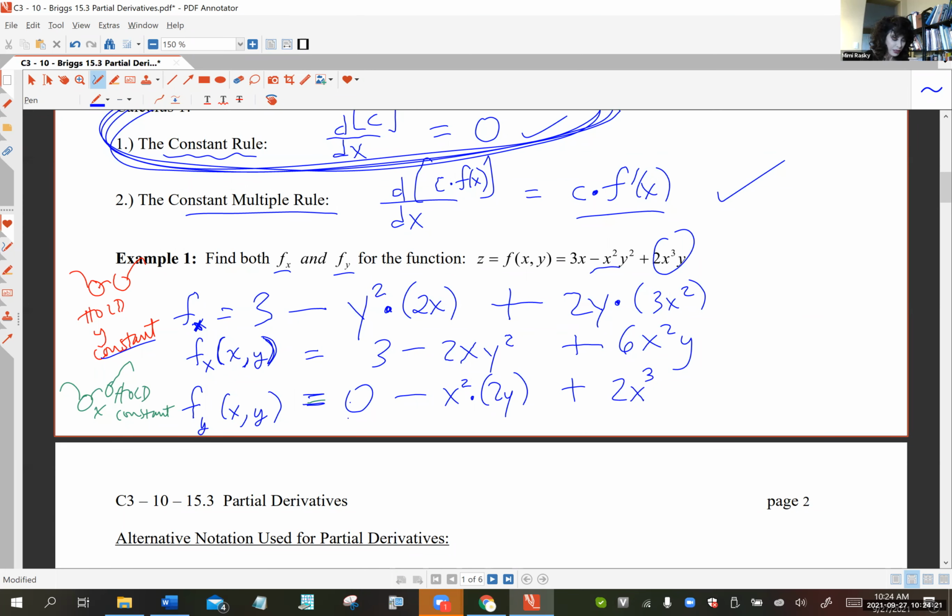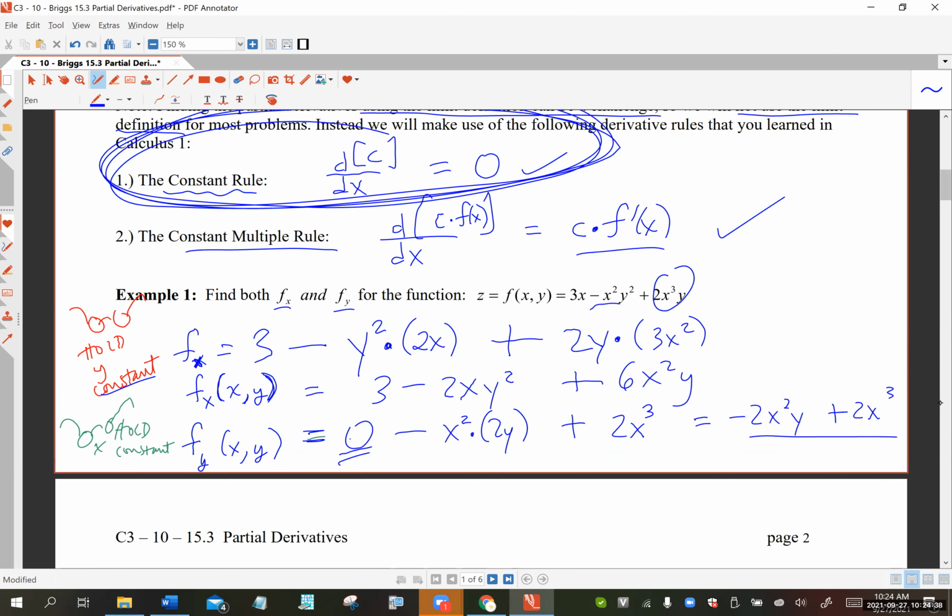And then clean this up a little bit because you don't need to write the 0. We can just write negative 2x squared y plus 2x cubed. And we're done. And that's the other first partial. Pretty cool, huh? So I'm kind of confused about the 0.